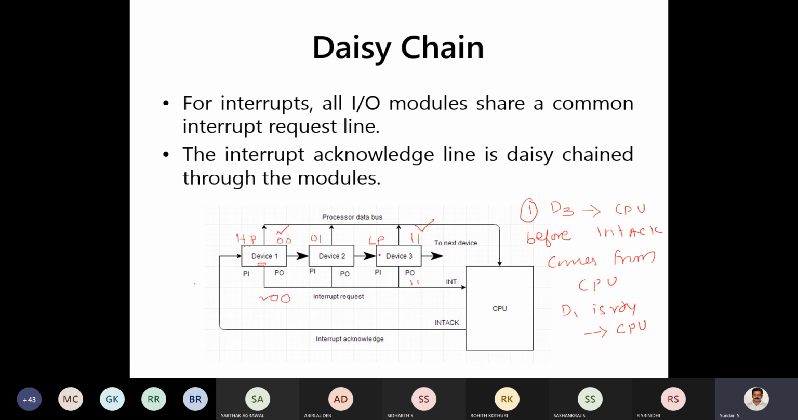This will forward to here. During that time, if device 3 still wants to communicate with the CPU, then it will send 11. And the CPU will now understand that this one also requires attention, so it will go to that device and serve it. So this is the way the daisy chain works. Is this point clear? So a high priority interrupt can override a low priority interrupt.